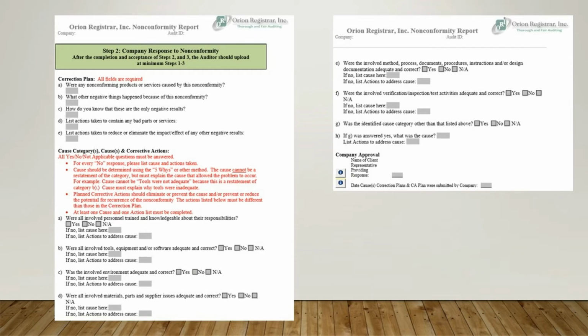All of step 2 must be answered by the client. The auditor must ensure that all questions in the correction plan are answered properly. Look at the instructions in red for the root cause section. All questions must be answered by the client. The aim of this section is to find the root cause of the nonconformity. The ideal would be to answer no, so that the auditor can identify the causes. At the end, write the name of who sent the information, generally the management representative, and the date when the response was sent.